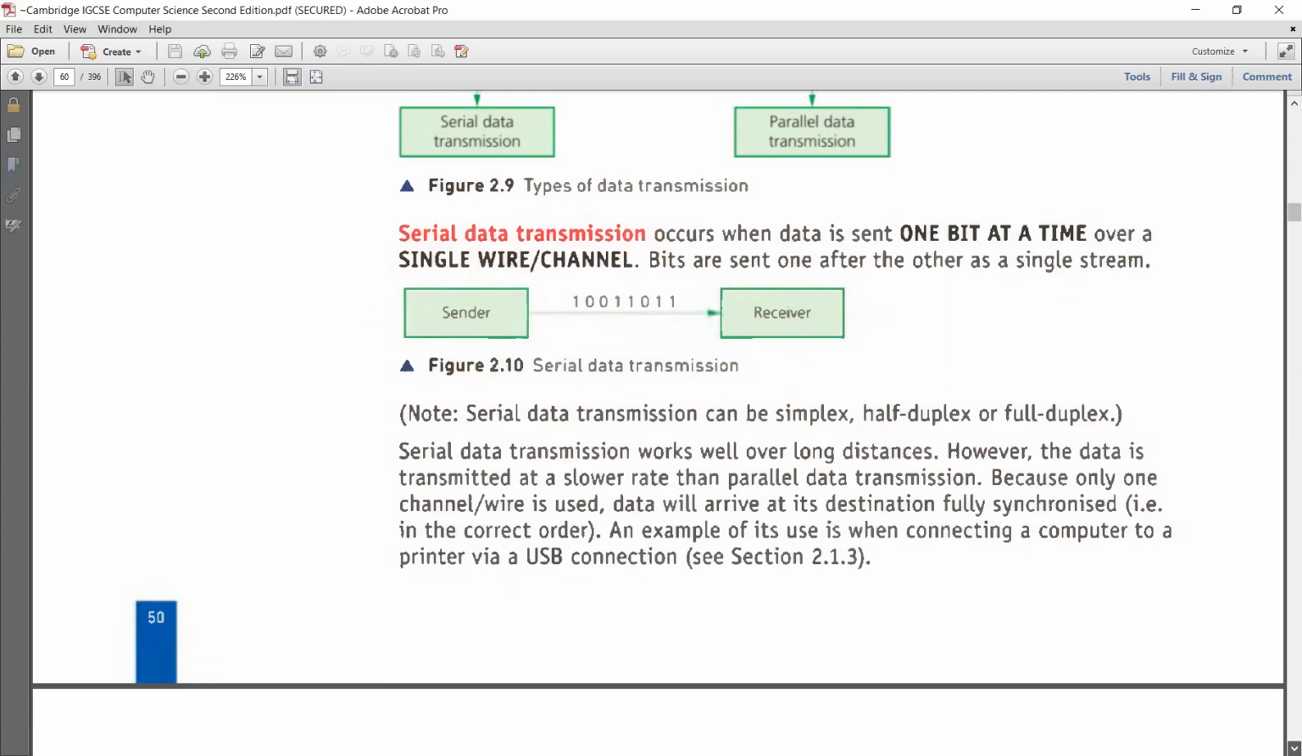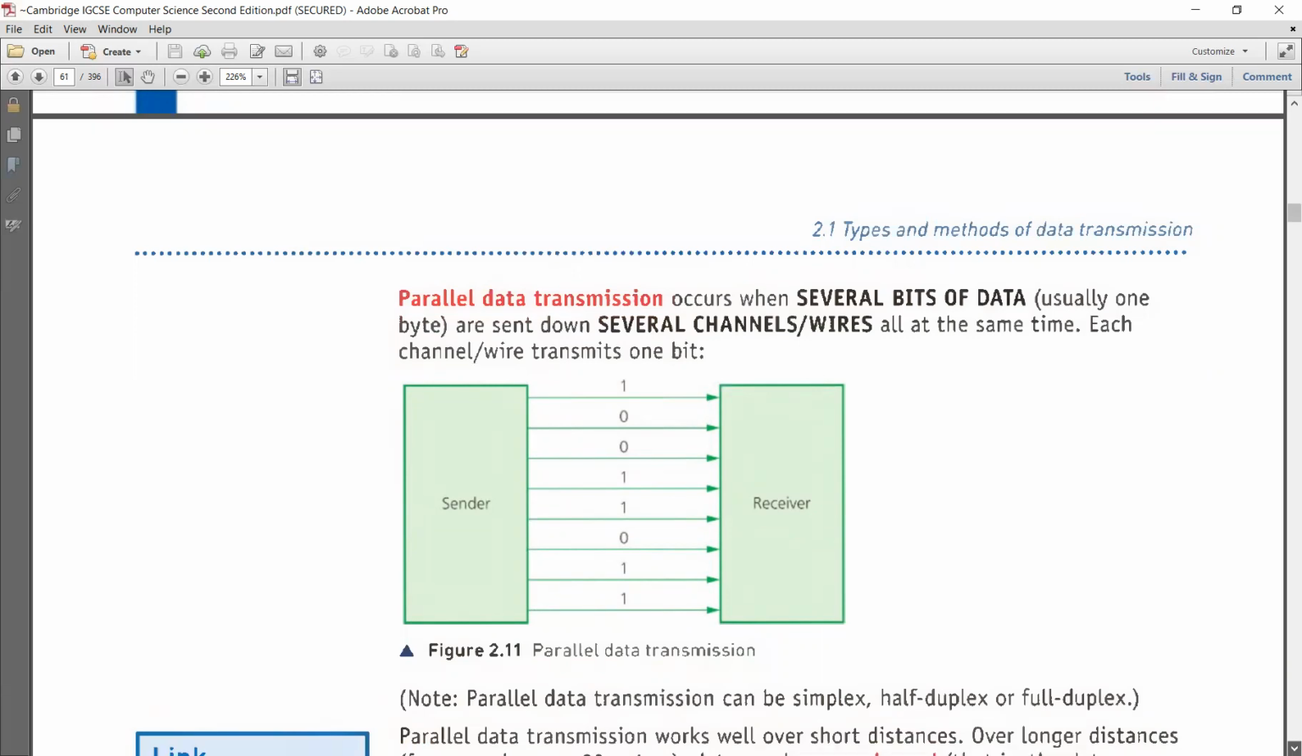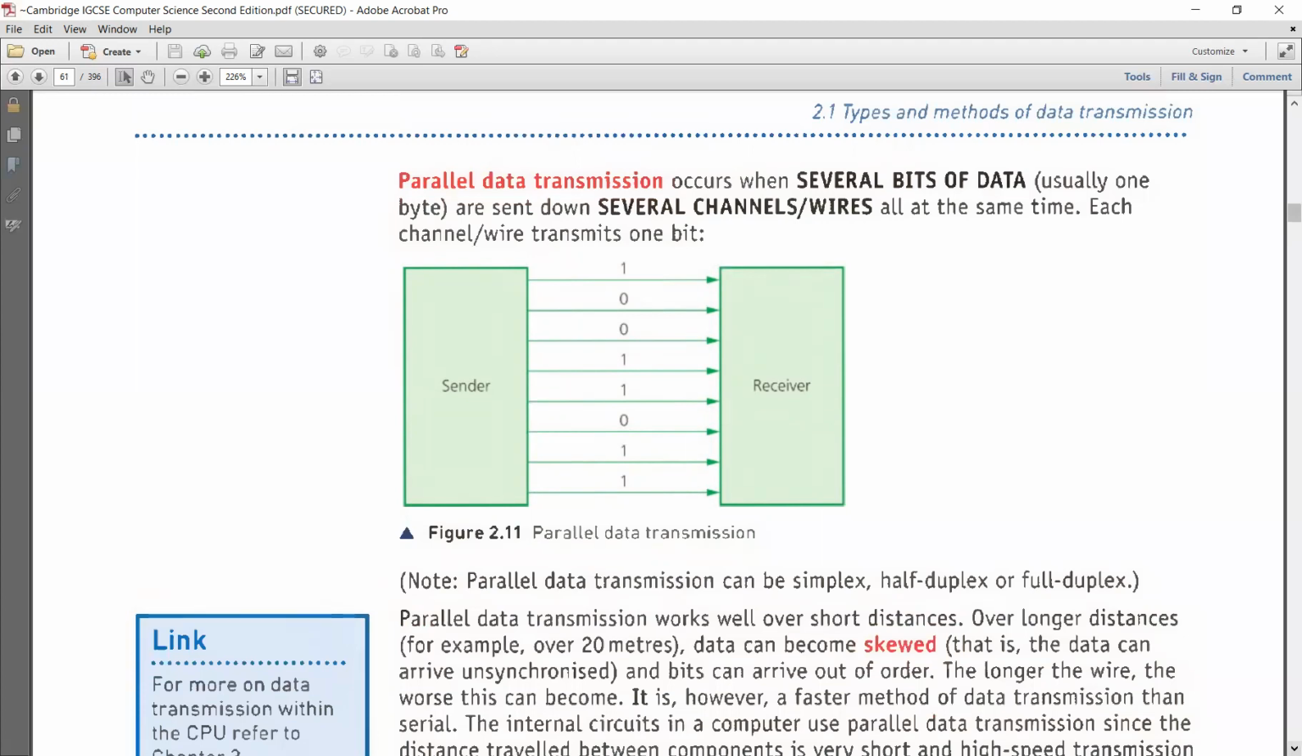On the contrary, if I talk about parallel transmission, you can see several bits of data are transferred, usually 1 byte. It can be 16 bits or it can be 24 bits as well. But normally it's 1 byte that is being sent over several channels. Parallel transmission is feasible for smaller distances. It is costlier because it is using more channels and the data can be skewed. But it is the fastest transmission, needed for shorter distances.